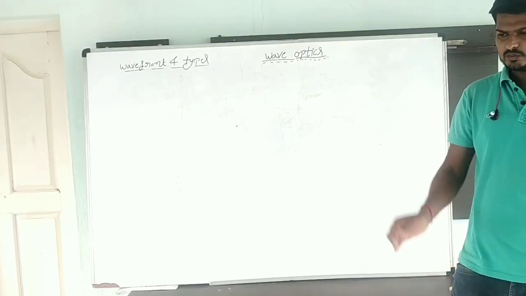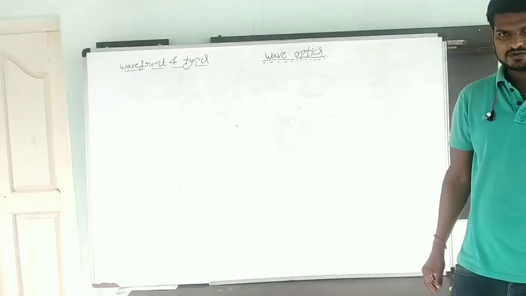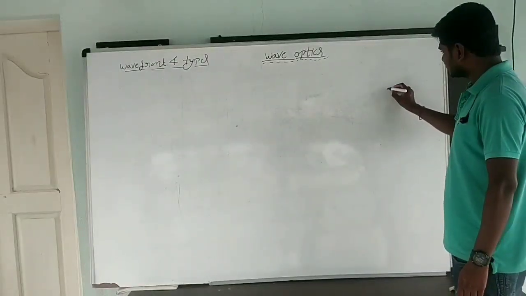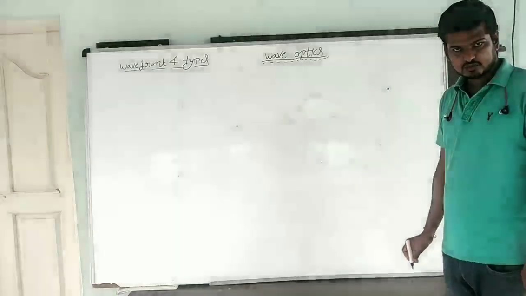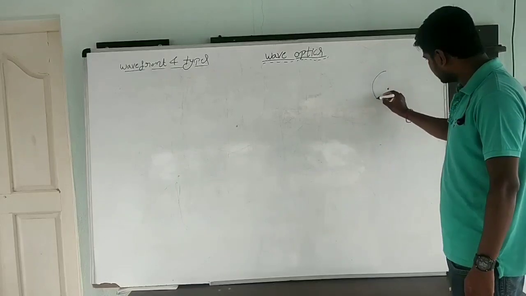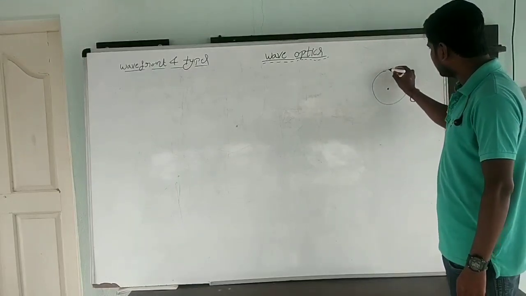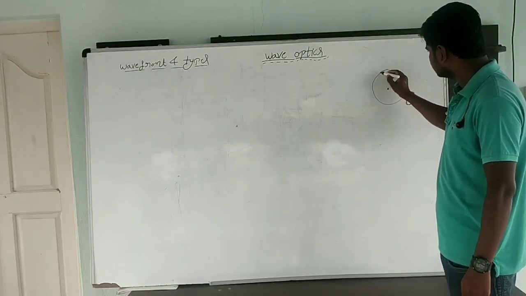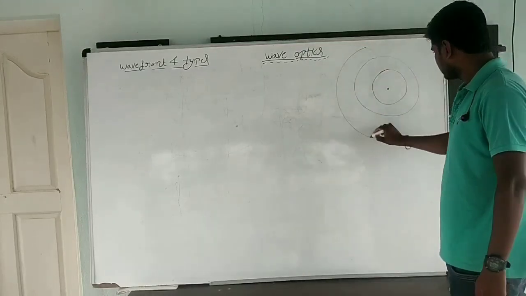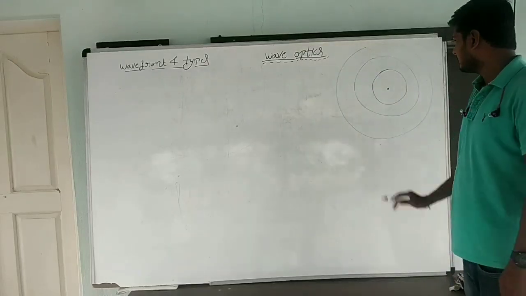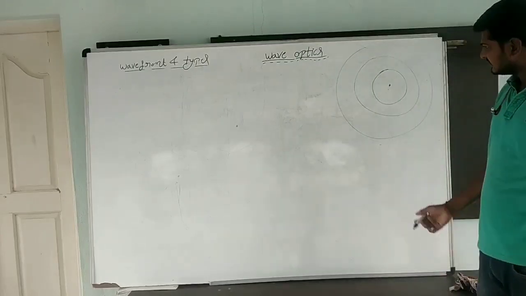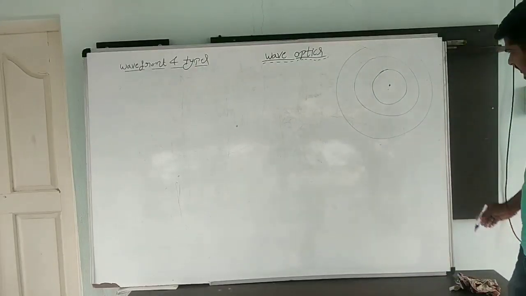You will see, when you drop a small stone on the surface of the water, for example here, I am going to drop a small stone over here. What will happen? Around the place where the stone is dropped, concentric circles are going to be formed. Like this, the concentric circles move outward.